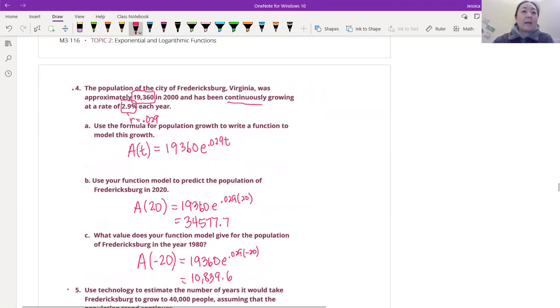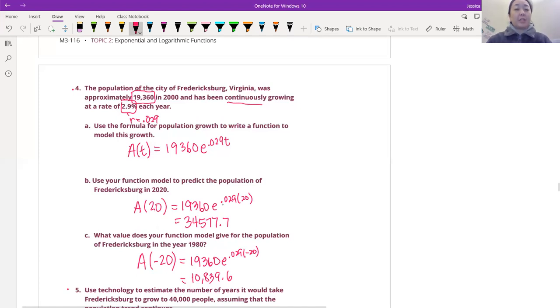All right. And now it says, use your function model to predict the population of Fredericksburg in the year 2020. So last year, I guess. So don't use the number 2020 in there for T, because 2020 years did not pass since the year 2000, right? Because remember, we're starting at the year 2000. So from 2000 to 2020, how many years have passed? 20 years, right? So we put in 20 years.